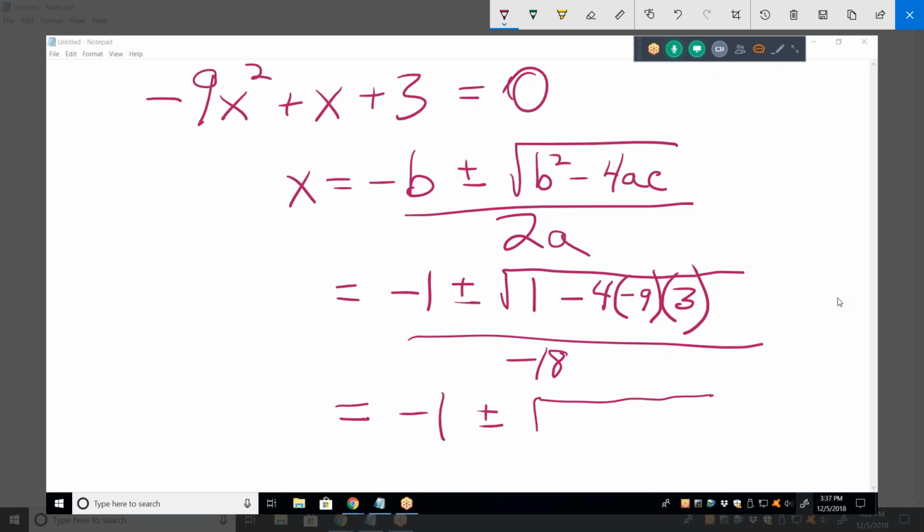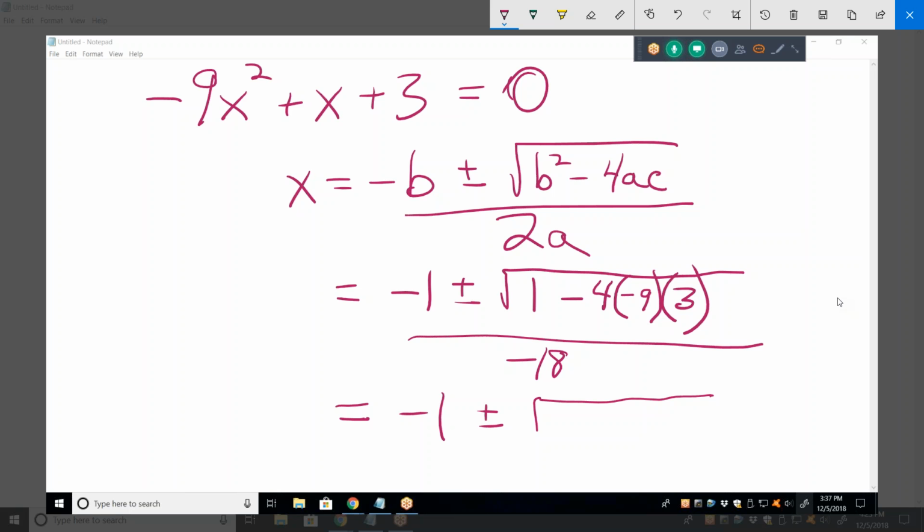What's in the radical? Multiply 4 times 9 times 3. Wait, 4 times 9 is 28, no, right? No, it's 36. 36, correct. Okay. So 36 times 3 is 108. So what's inside the radical? 1 minus 108. No.